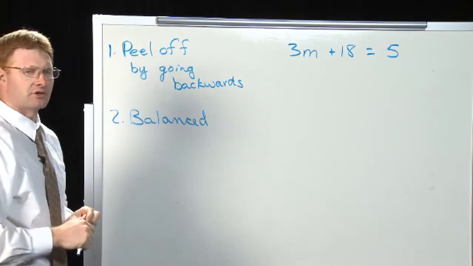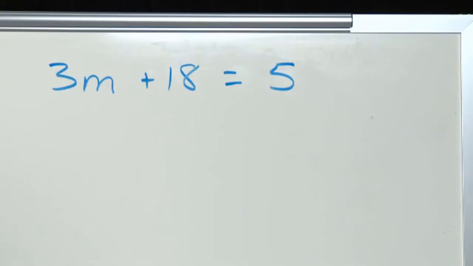Ooh, give that one a try. See if you can do that. 3 times the number m, we don't know what the number is, plus 18 equals 5. You notice we're going backwards. You're not taking the 3 and the 18 and the 5 and combining them like we did in arithmetic. We're going backwards to see what we started.